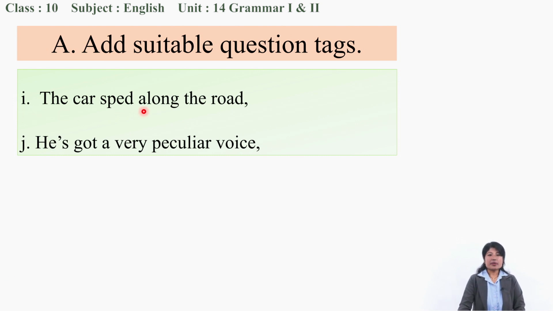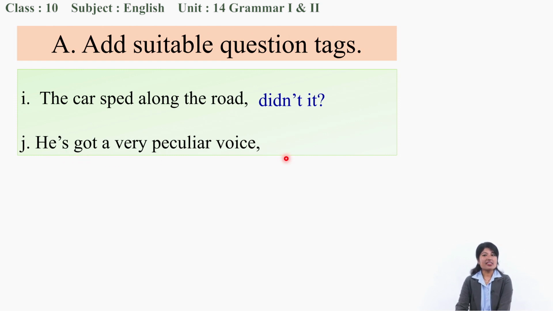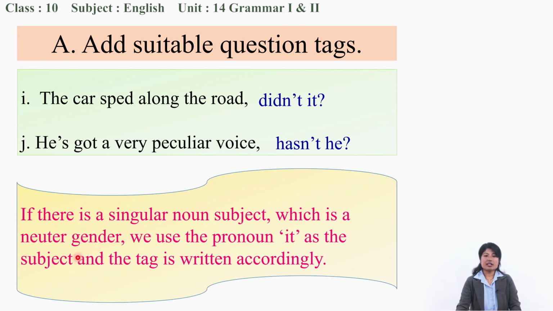Okay, let's continue our exercise. I. The car sped along the road. So what will be the tag? Yes. The tag is didn't it. Okay. J. He has got a very peculiar voice. So here he apostrophe s is has. That's why the correct tag is hasn't he. Alright. So what we can discuss over here is if there is a singular noun subject which is neuter gender, we use the pronoun it as the subject and the tag is written accordingly. Here we have the subject the car. That's why instead of the car we use it over here.